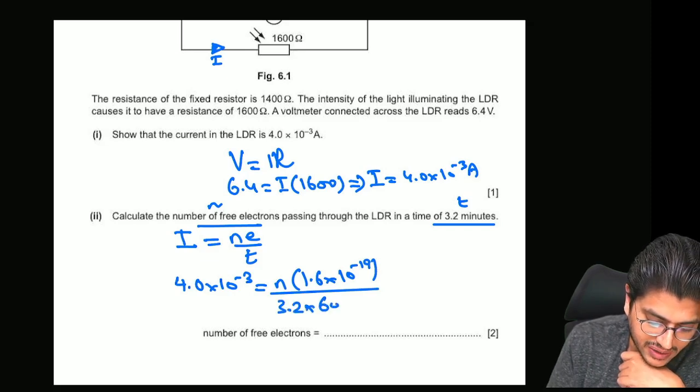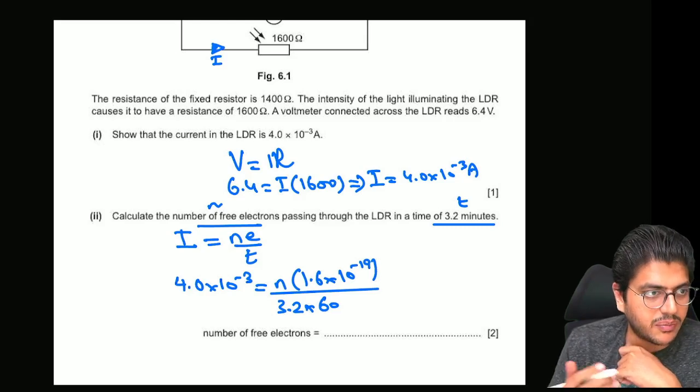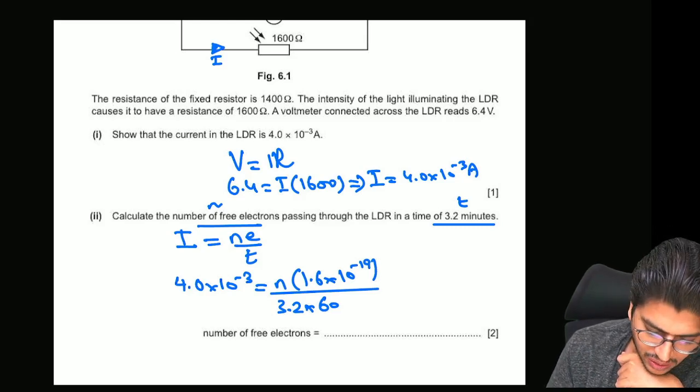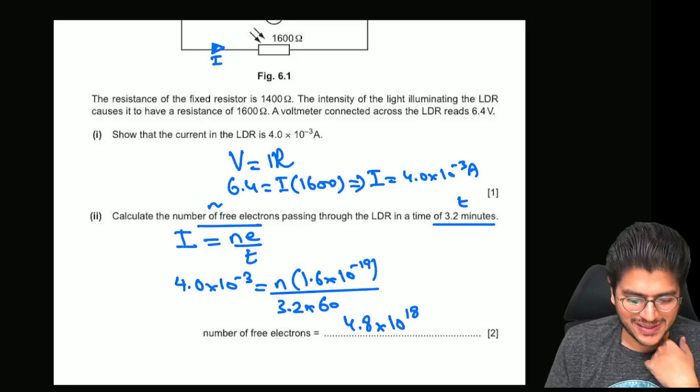So minutes into seconds is 60. So 4 × 10^-3 times 3.2 times 60, divided by 1.6 × 10^-19. And the number of free electrons that we end up getting is 4.8 × 10^18. I hope that makes sense.